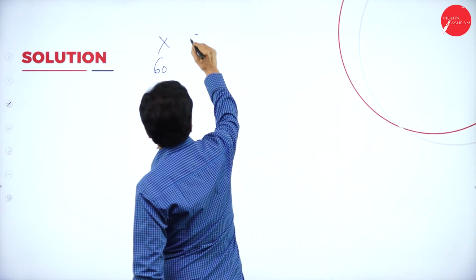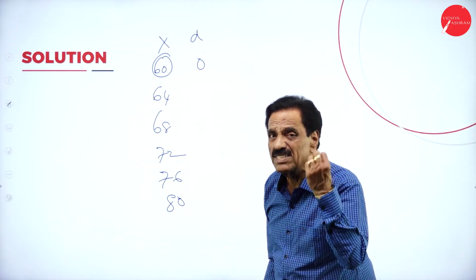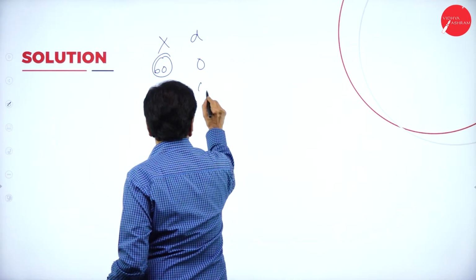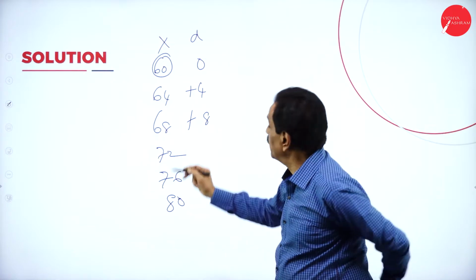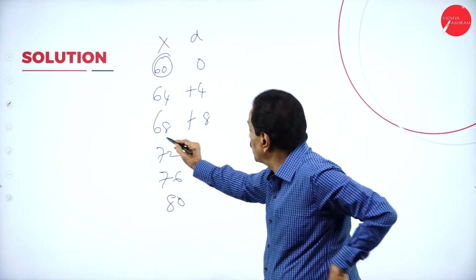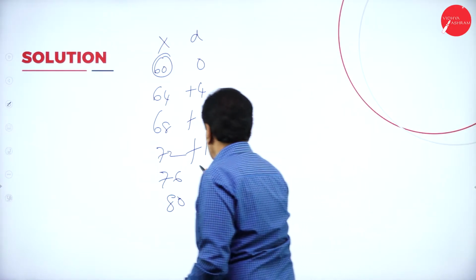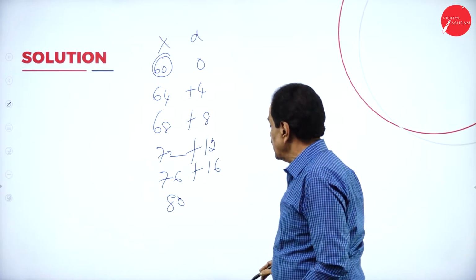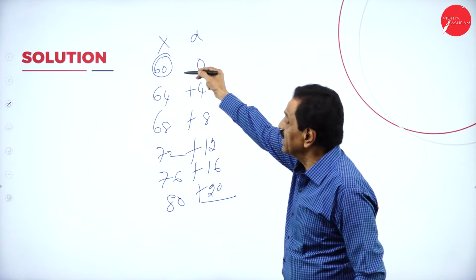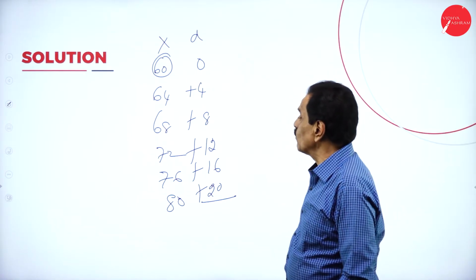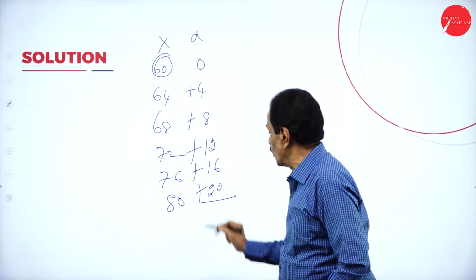Now take the deviation. Assume 60 as 0. 60 is your standard number. How much more? 4 more, plus 4. How much more? 8 more. Here, 12 more. Then 76, 16 more. 80, 20 more. Add the figure. What's your base figure? 60. 64, how much more? 4. 8, 8 more. 72, 12 more. 76, 16 more. 80, 20 more.